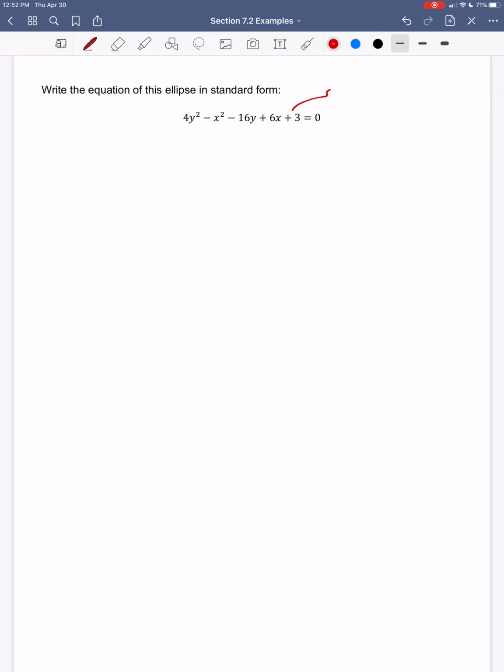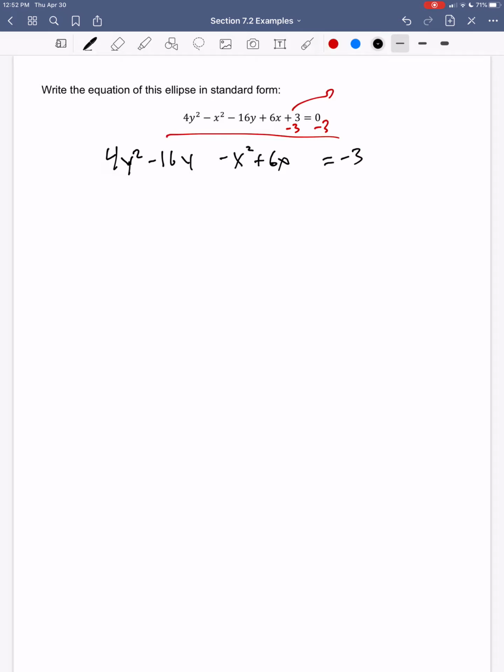So I'm going to move this 3 over to the other side of the equation. And I'm going to rearrange the y's. Since it's y squared minus x squared, I want the y stuff first. So I'm going to have 4y squared, and then I'm going to put the y with it, minus 16y. And then I'm going to get minus x squared, and then the plus 6x, and I've moved the 3, so it's just going to be equal to negative 3.